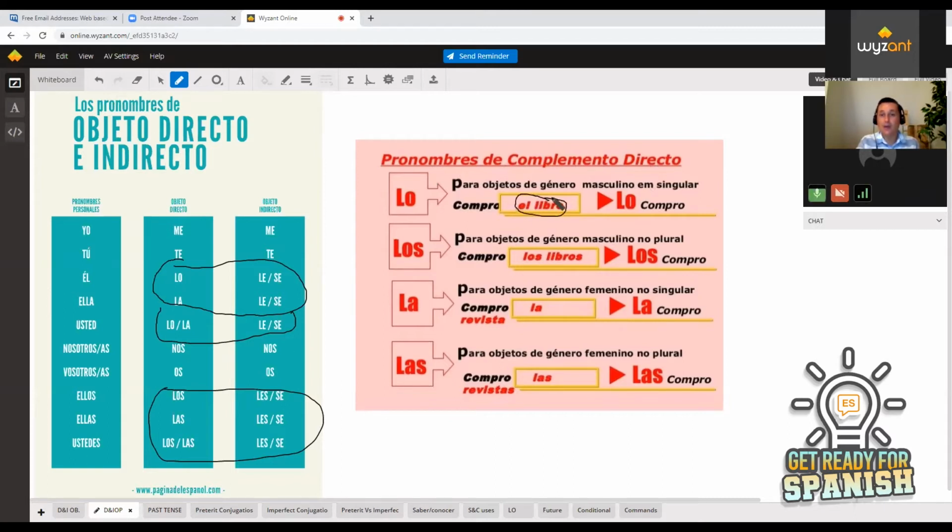So to say I bought it or I buy it, we will use lo compro. Compro los libros, we want to say I buy them, los compro. Okay, compro la revista, magazine. Revista is feminine, so la compro, I buy it. O compro las revistas. Revistas also is feminine, but it's plural in this case. So to say I buy them, las compro.